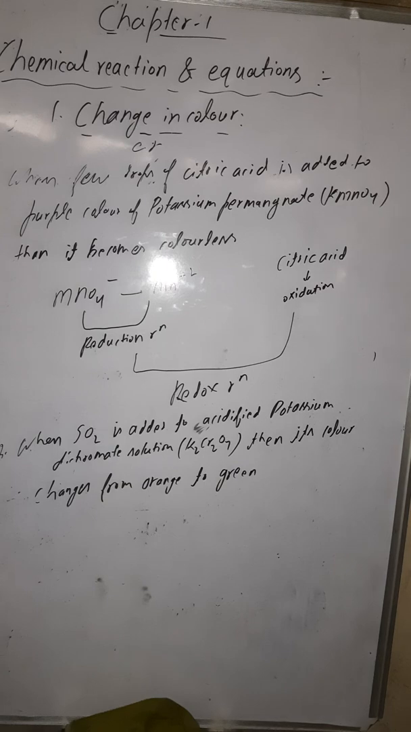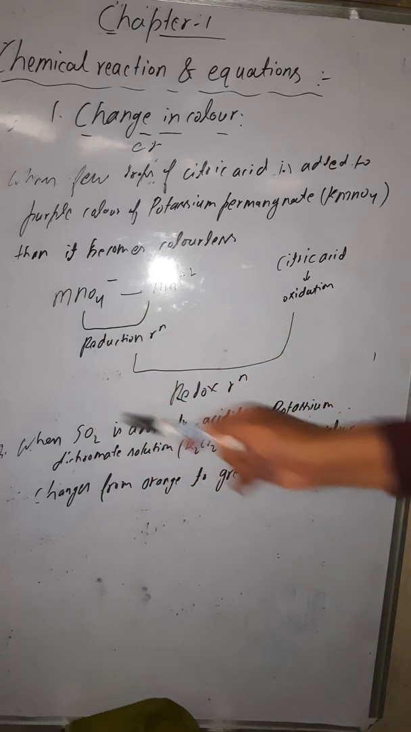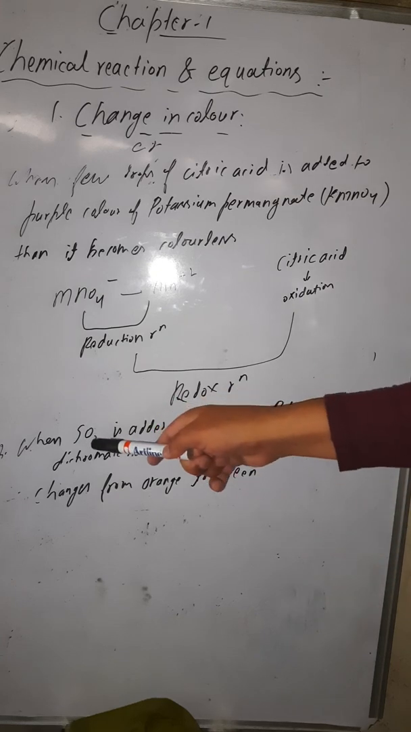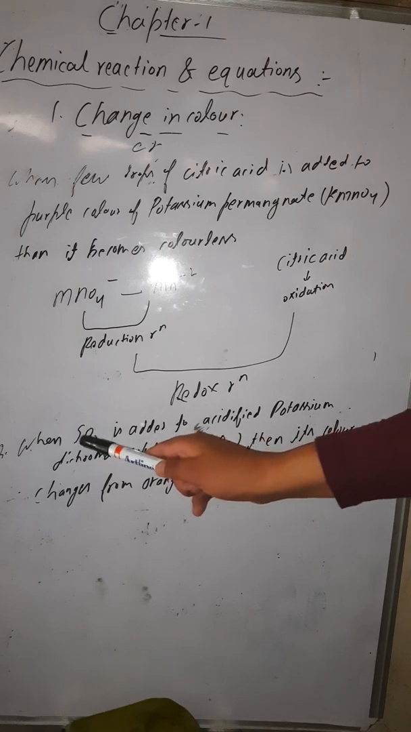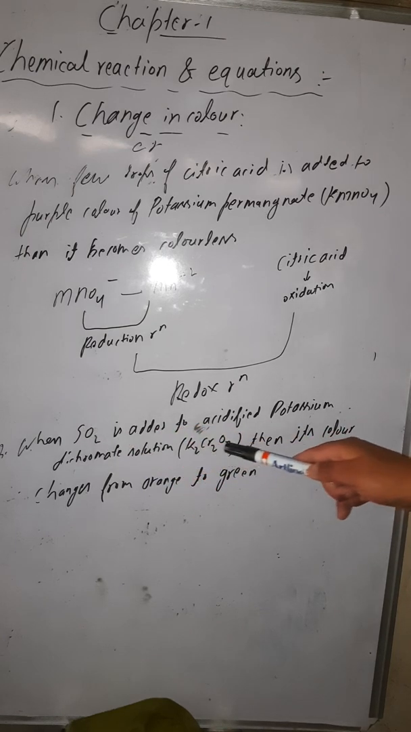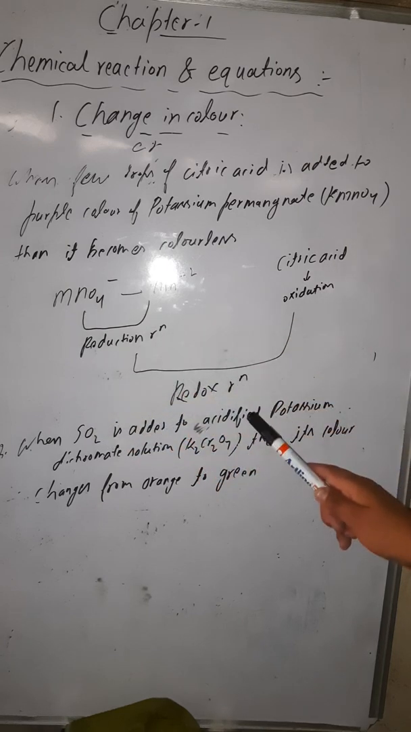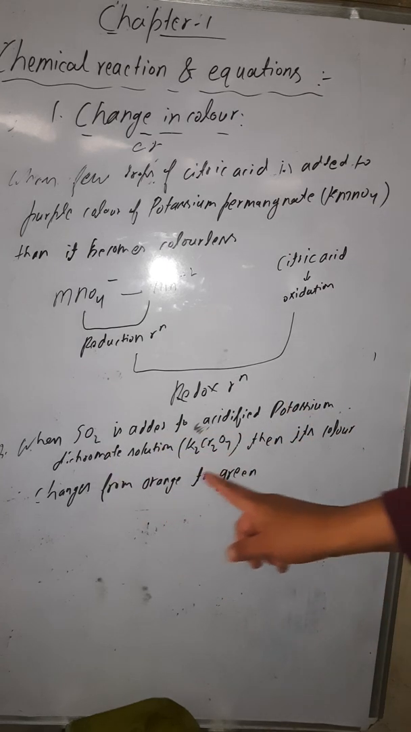So what is taking place here? When you add SO2 to K2Cr2O7 solution, this SO2 becomes SO3, as some oxygen is added. Then it reacts with water and becomes H2SO4, that is sulfuric acid. So this is the reaction taking place here. Now you can see the orange color changes into green.